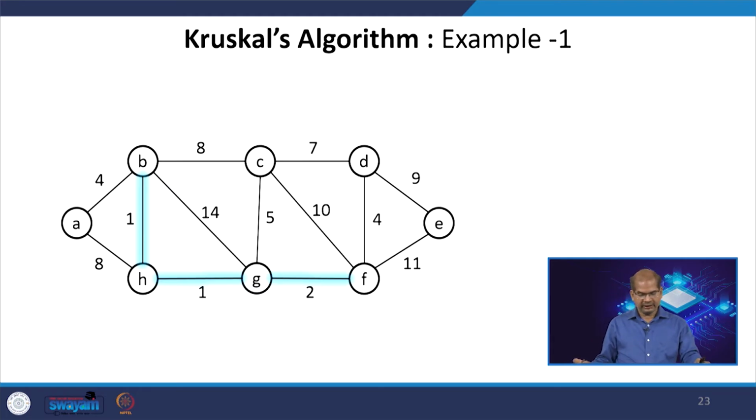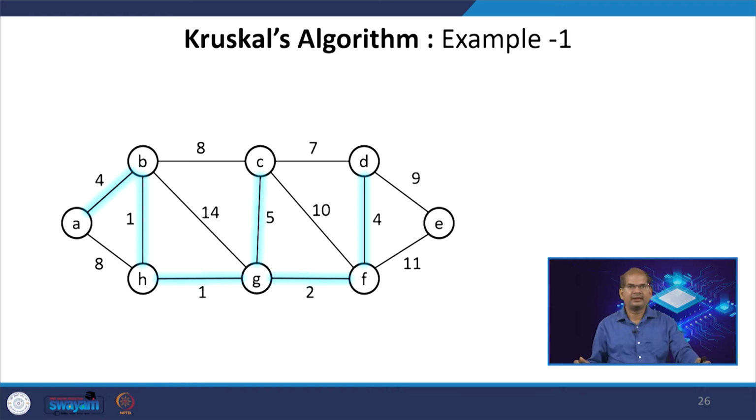Then 3 is not there in the list, then we have 4 in the list. So, we will take one at a time, F to D, then B to A, this is selected. Then after 4 we have 5. So, G to C is selected. After 5, we do not have 6 in the list, then we will look into 7.